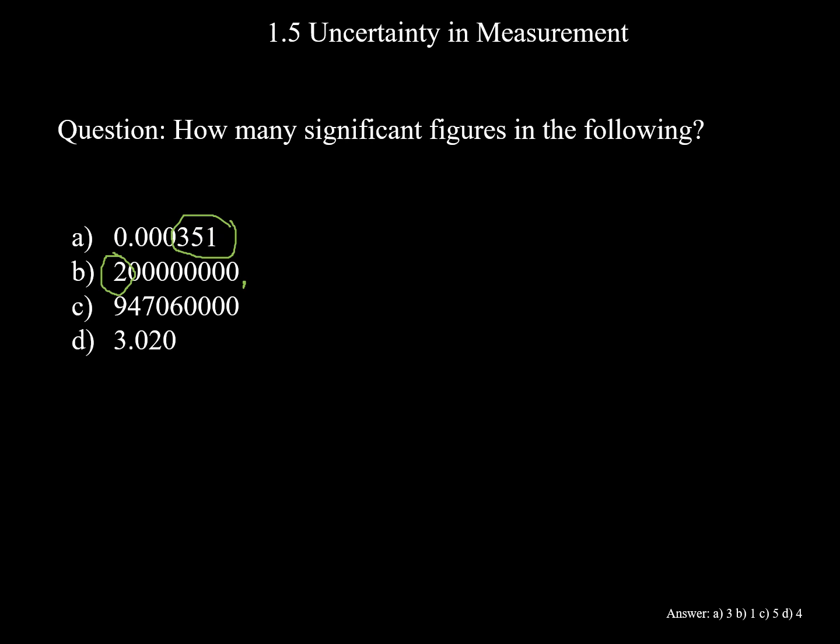The next one, C, is 5 significant figures. 1, 2, 3, 4, 5. And the last one, we have 4 significant figures. I apologize if I'm repeating myself. The answers here are located in the bottom right-hand corner. But again, I urge you to try on your own first.